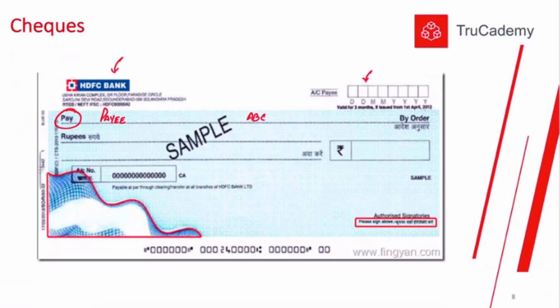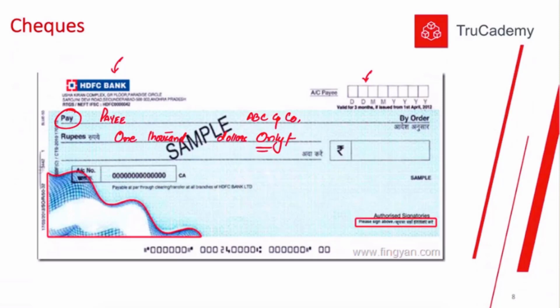I want to make payment to ABC and Co. He's my supplier. I will write the name here. Then rupees, how much money I need to pay, and here in words I need to write. For example, I want to pay $1,000, so I need to write $1,000 or US dollars, and then at the end I need to write only, like this.